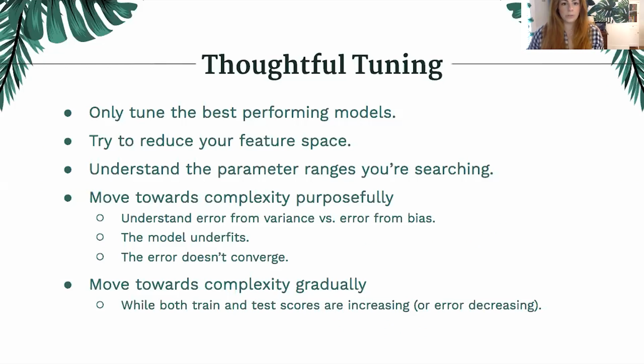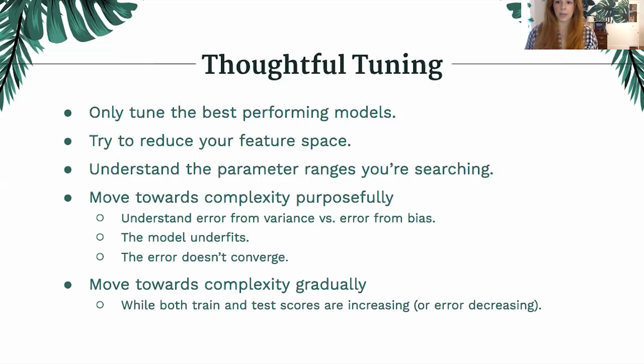So how to do tuning in a more economical way? Well, first of all, only tune the best performing models. So it's not worth it to do hyperparameter tuning on all of the models that you've explored, only on the ones that are best performing. If you can, do what you can to reduce your feature space, either using feature selection or some kind of feature engineering or dimensionality reduction technique. Make sure you understand the parameter ranges that you're searching within, and you're not doing it randomly. So you're really thinking about what is a sensible range to be searching within.